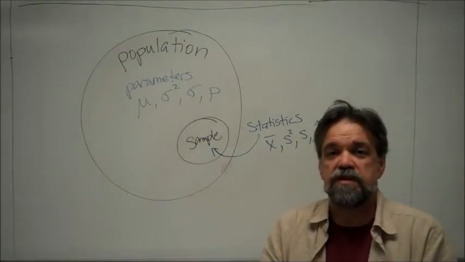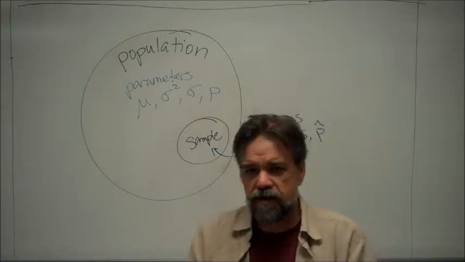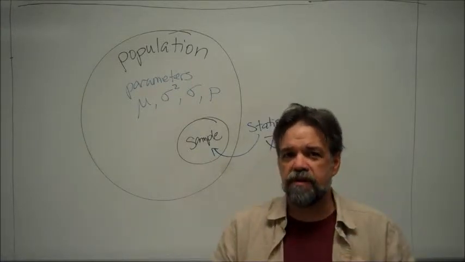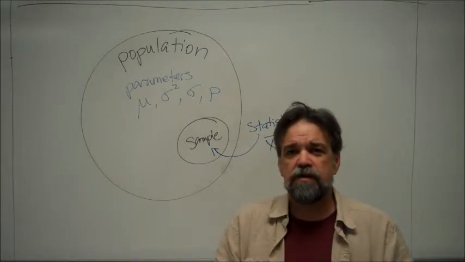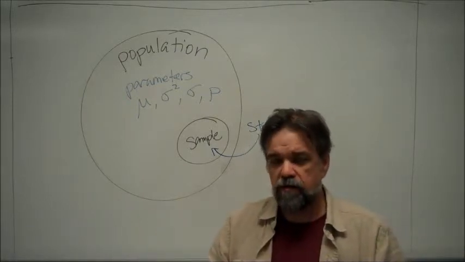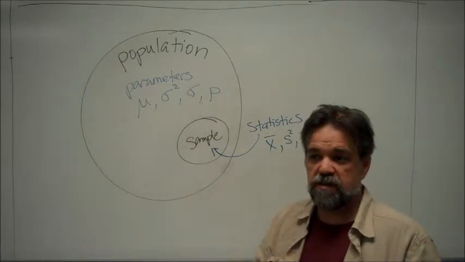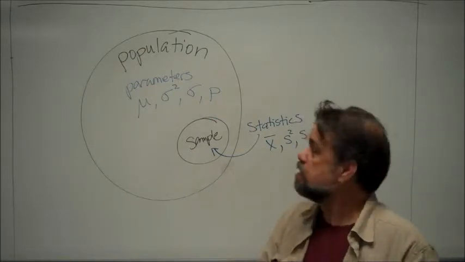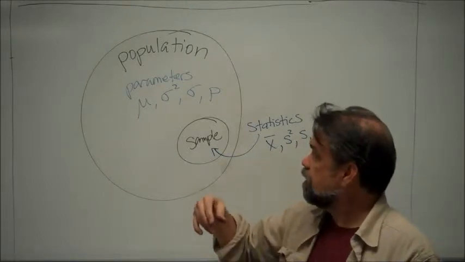In this lesson, we're going to be looking at sampling distributions. So let's go back to the very beginning and remember, what are we doing here as we study statistics? Well, we're looking at a population, like, let's say, the population of the United States. That population has certain parameters, okay?